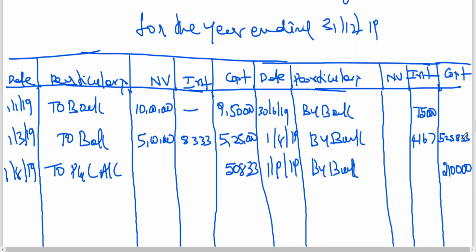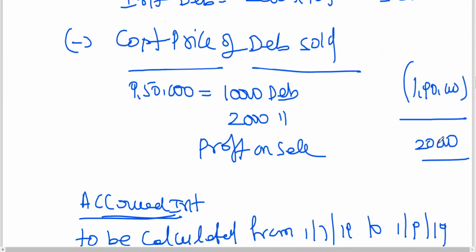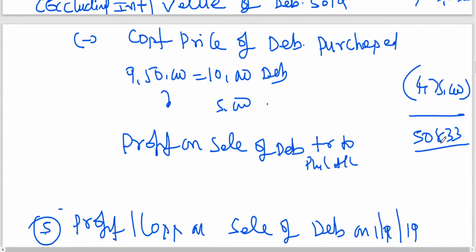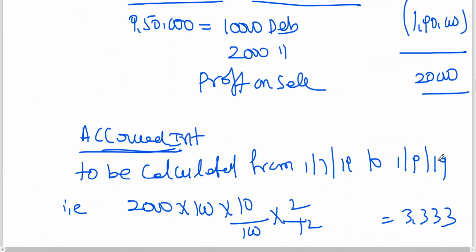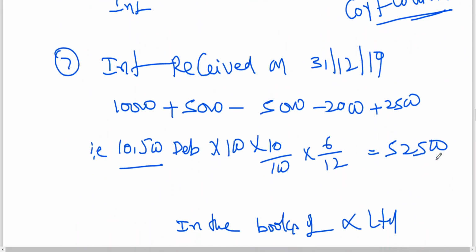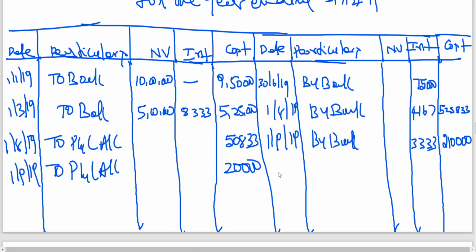Why bank 2,10,000? And what is accrued interest? What is accrued interest? Tell me. 3,333. Now here, to P&L account, profit on sale. What is the profit you got? 20,000. Clear to all of you? 20,000 profit you got.